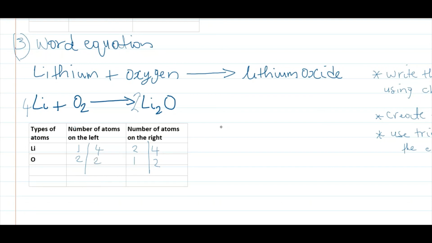Now we're going to write the final equation, which is 4 lithium atoms react with 2 oxygen atoms to produce 2 lots of lithium oxide compound. That's the formula of the compound that's formed. And that's the equation that will give you the full marks. So that's the balanced equation.